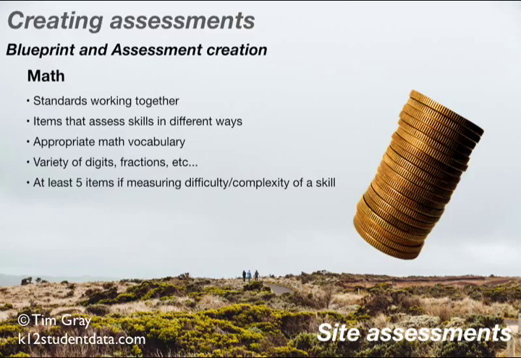Now, one thing I'm asked about math a lot is how many items per standard will give me reliability and validity. And the answer is, a psychometrician will probably tell you between 5 and 10 items per standard. But really the question is, what skills are you assessing? And you may need more items for a standard just because you're testing 3 different skills.